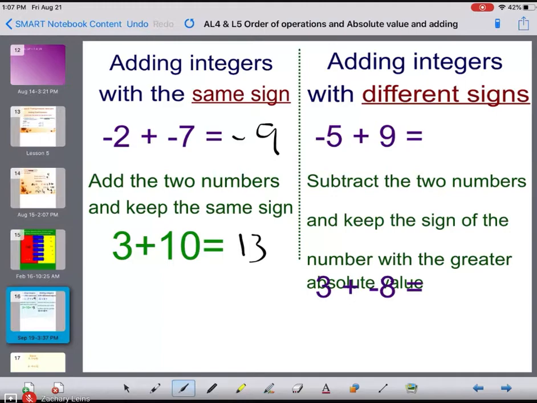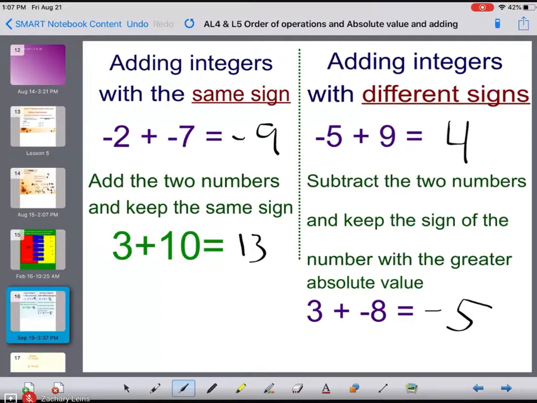All right, so adding integers with different signs. Basically what we can do is subtract the two numbers and keep the sign of the number with the greater absolute value. So looking at our first example, let's just go ahead and do 9 minus 5 is 4. We know that 9 is positive, so it's bigger than 5, so we're going to keep the positive sign, so this is going to be 4. Here, looking at this one, we have negative 8 and 3, so let's just do 8 minus 3. So that's going to be 5, but here we have more negative than positive, so it's just going to be negative 5.